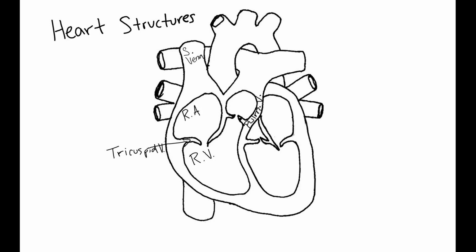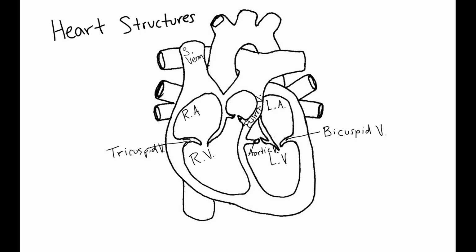Here you have your left atrium. On the left side, you have your bicuspid valve. Just put a V. And then you have your left ventricle. And then this valve here, this is your aortic valve. I'm just going to put a V. Okay.